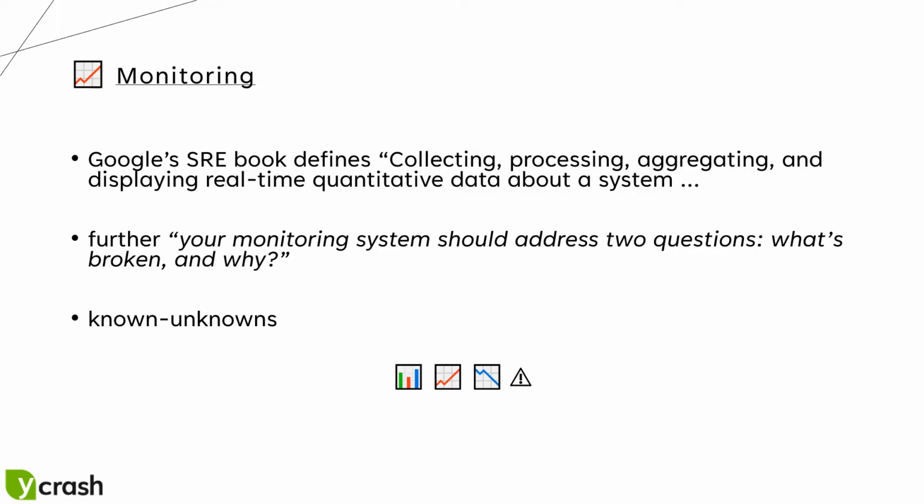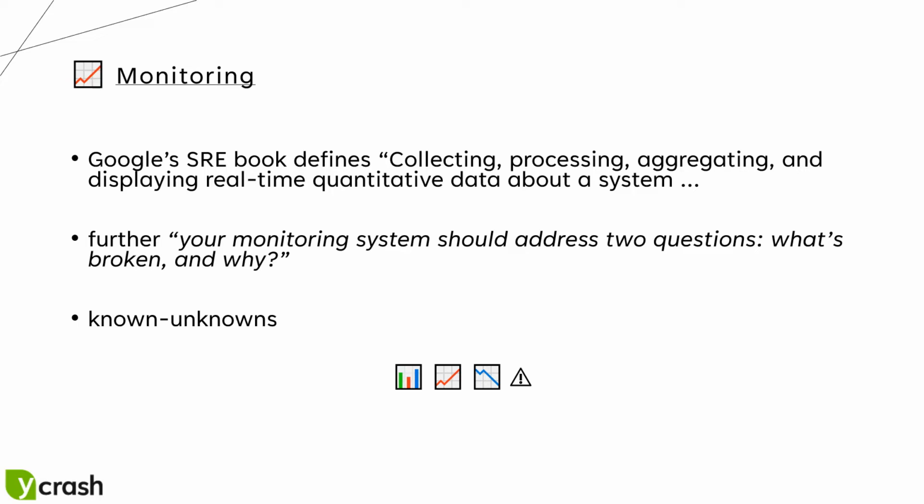If you're a DevOps engineer, an architect, a developer, or a performance engineer, you must read Google's SRE book. Google's SRE book defines monitoring as collecting, processing, aggregating, and displaying real-time quantitative data about a system. If you're using APM tools, definitely you have created dashboards. The dashboards will display typically throughput, number of requests, CPU, memory, and just by seeing the dashboards, you can address two questions. What is broken and why?